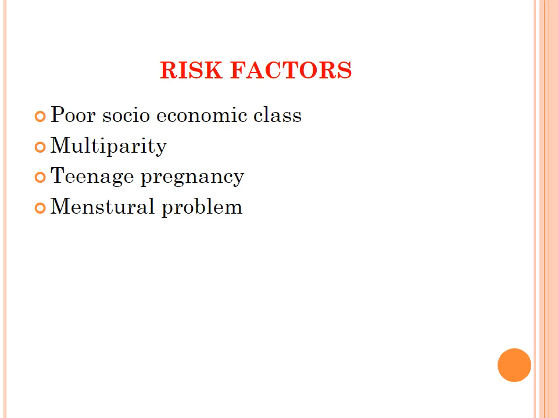Multiparity, teenage pregnancy, menstrual problems. Because of all these, what happens? Anemia. These are risk factors. These factors lead to anemia: poor socioeconomic class, multiparity, teenage pregnancy and menstrual problem.